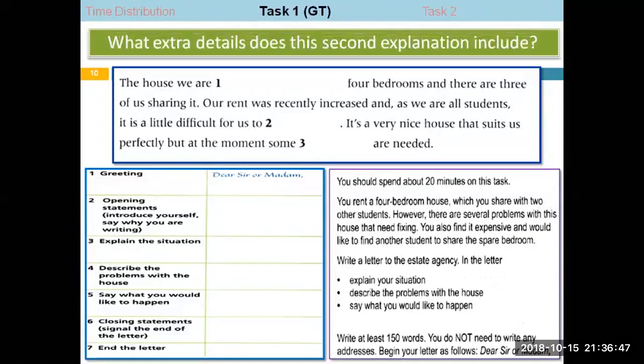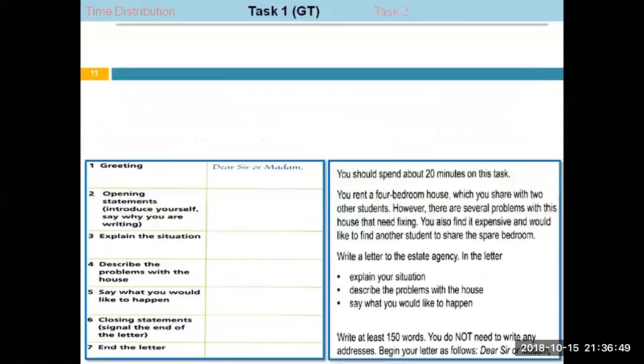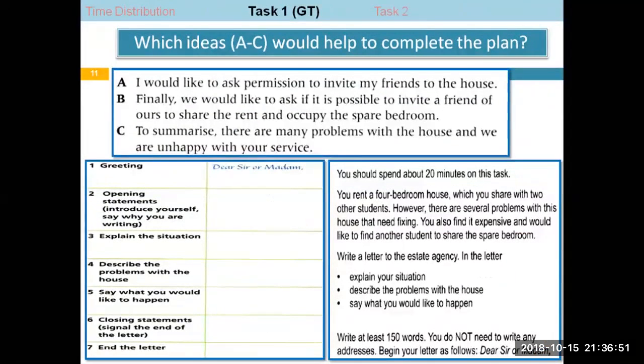Now let's have a look at this sentence. Here, you have got three options to cover this point that I've just mentioned. You also find it expensive and would like to find others. Please choose the best option among this A, B, and C on the top.